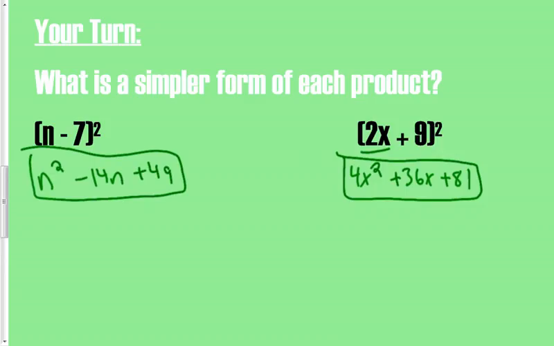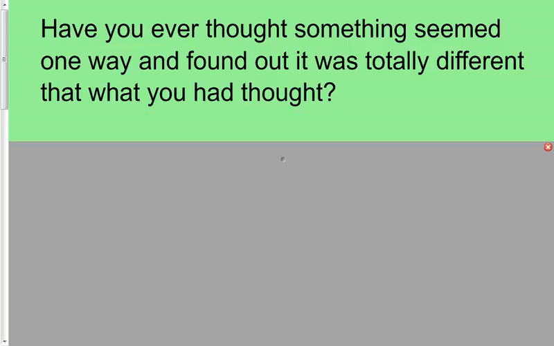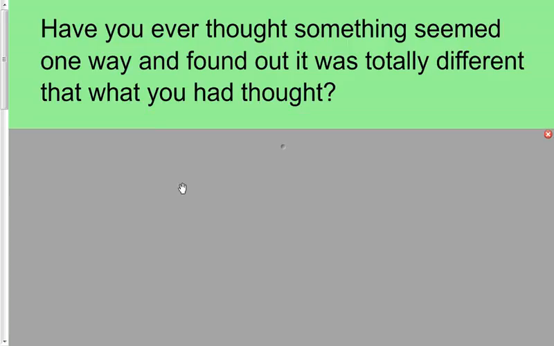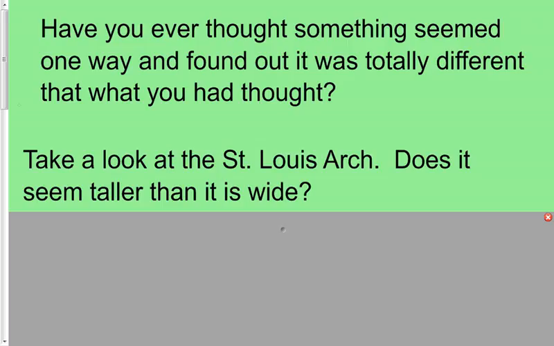All right. So let's take a look here. Let's read this through. Have you ever thought something seemed one way and found out it was totally different than what you had thought? I'm guessing that's happened to you before. Why don't you take a look at the St. Louis Arch? I have a picture right here.